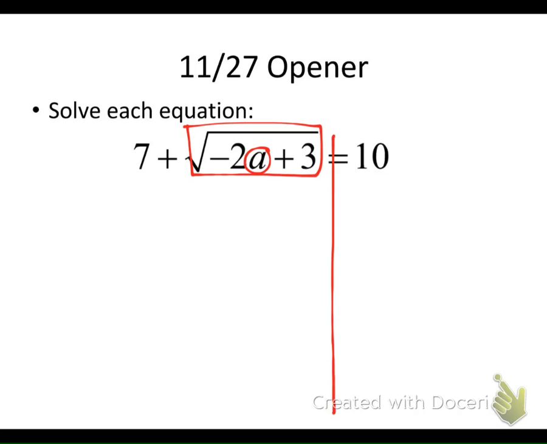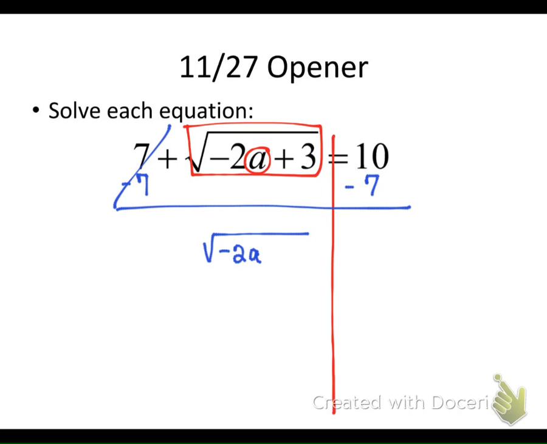So if I want to get the square root by itself, what do I have to get rid of first here? The 7. So to get rid of that 7, I'm going to subtract 7 from both sides. 7's cancel. So on my left side, I can now just bring down my square root, negative 2a plus 3. And on the right side of the line of equality, or on the right side of my equation, what's 10 minus 7?